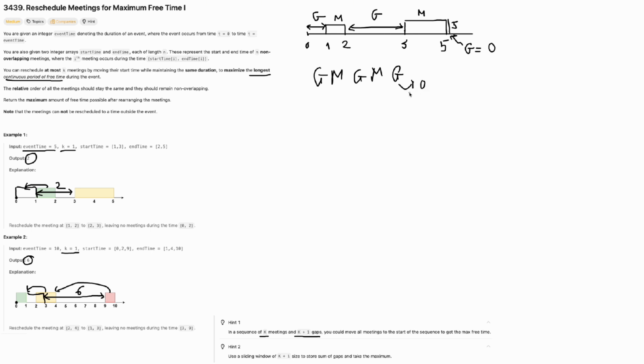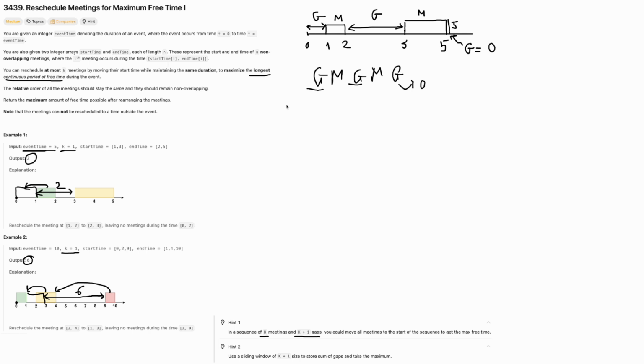So it means what? It means that between two gaps we have one meeting. We have every one meeting between two gaps, right? So if we have k meetings, here we have 2 meetings, and then we have 3 gaps, even though the last one is equal to 0. So this will help us to solve the problem effectively.